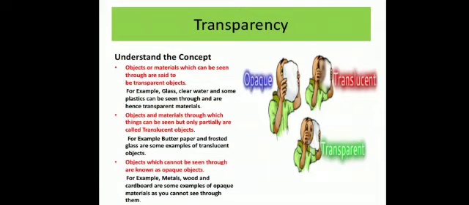Now about opaque. Those materials through which we cannot see at all are called opaque materials. Like a sheet of cardboard. Cardboard is an opaque material. The opaque material does not allow any light to pass through it, due to which the object kept behind it cannot be seen at all.